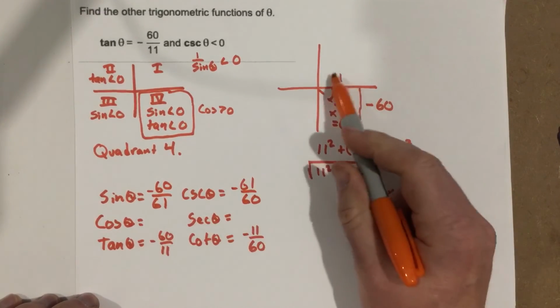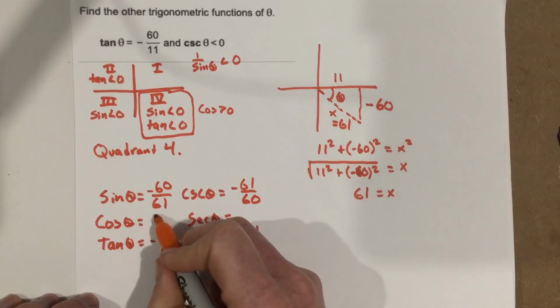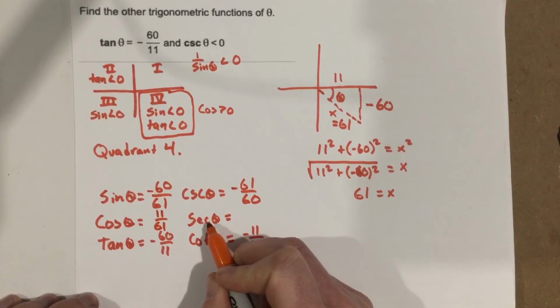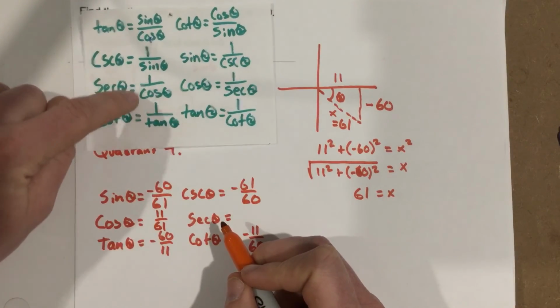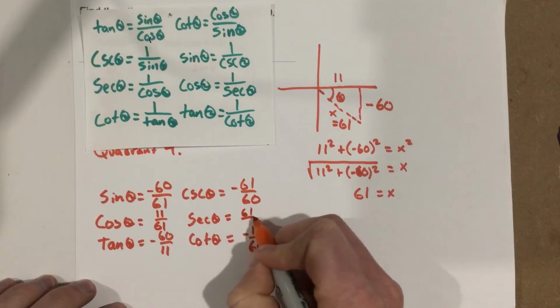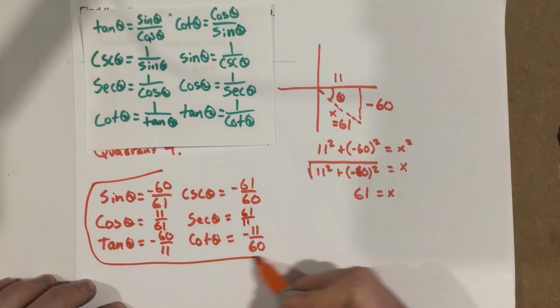Cosine is the adjacent over the hypotenuse, so 11 over 61. And secant is the reciprocal identity of that. You can see that here. Secant is 1 over cosine. And so we can say that this is 61 over 11. So our solutions for the trig functions are there.